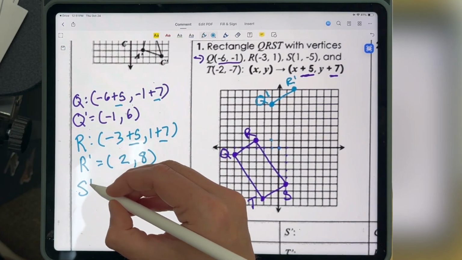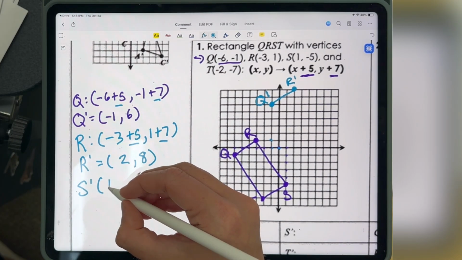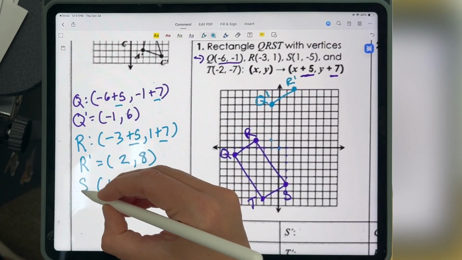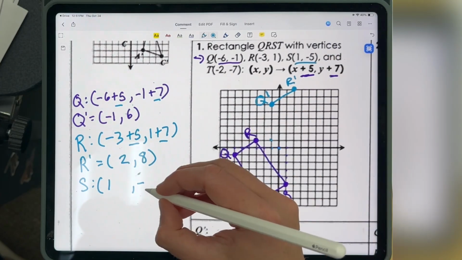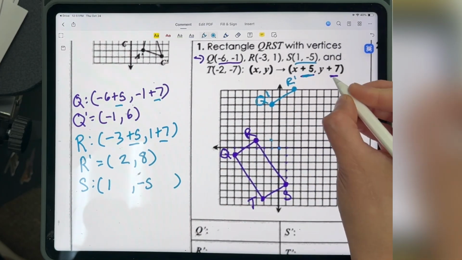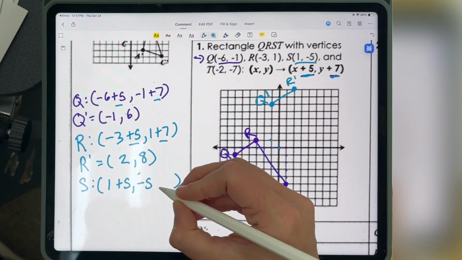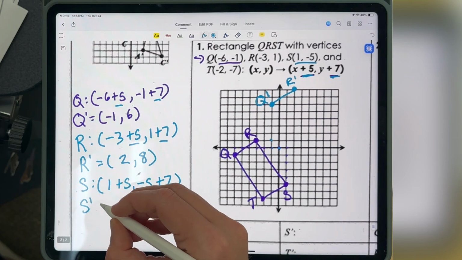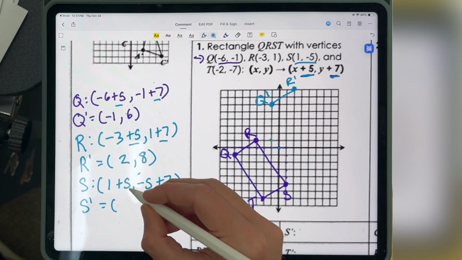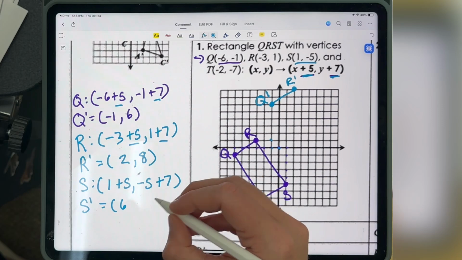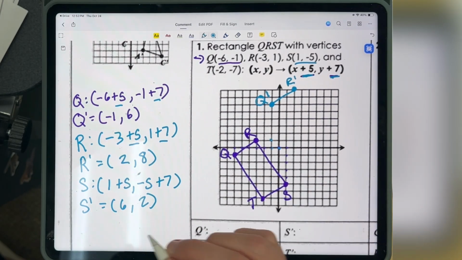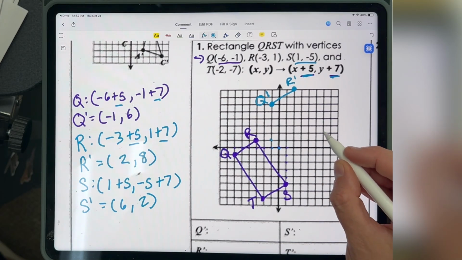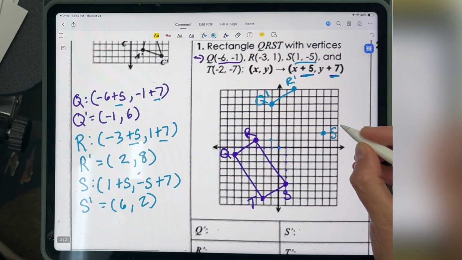Okay, next one. S is at 1 and -5. Oh, sorry, that's S regular, not S prime. That's the pre-image. So again, we're going to take these values, add 5 to find S prime's x value, add 7 to find S prime's y value. So 1 + 5 is 6, -5 + 7 is 2. Starting at the origin, 1, 2, 3, 4, 5, 6, up 2, 1, 2. There is S prime.